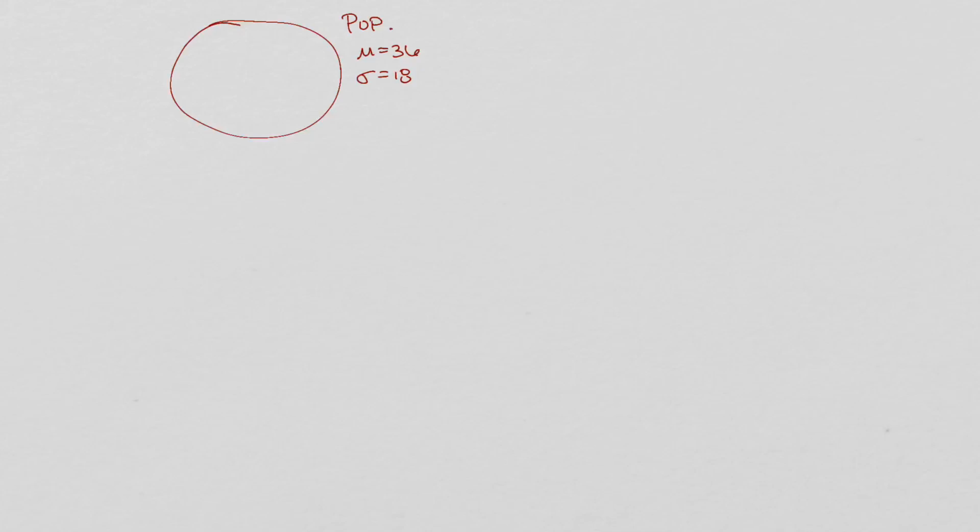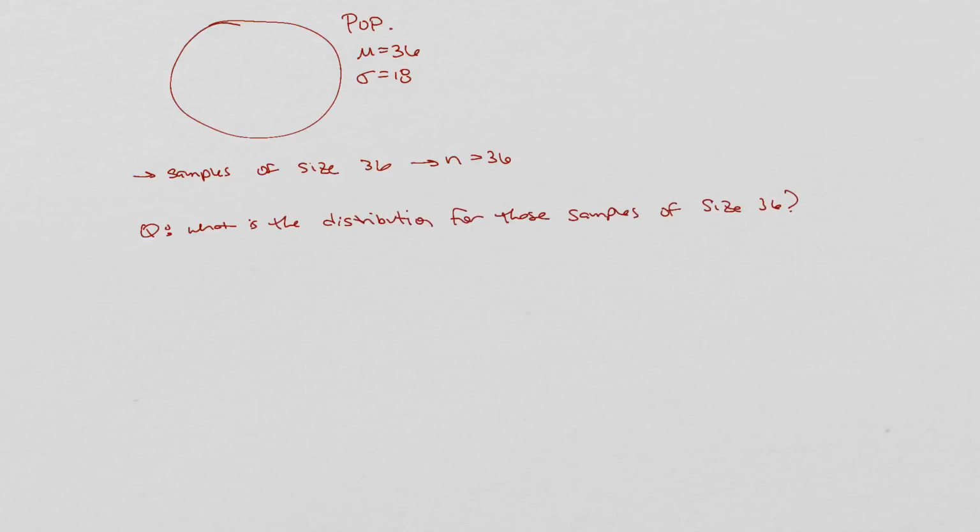And what I'm going to start doing is let's pull out samples of size 36. So in this case, I'm going to say n equals 36. So the first question is, what is the distribution for these samples of size 36? Well, first thing we notice here is that n is bigger than or equal to 30, since we are at 36. So that's good. So what that means is we can assume that these samples of size 36 are approximately the normal distribution. We know that the average of the samples is going to be the same as the average of the population. It's going to be 36.